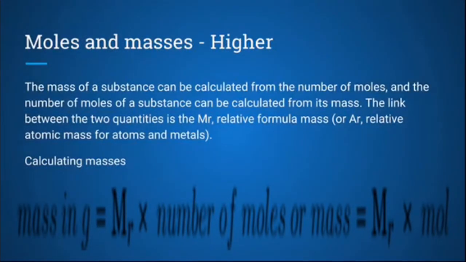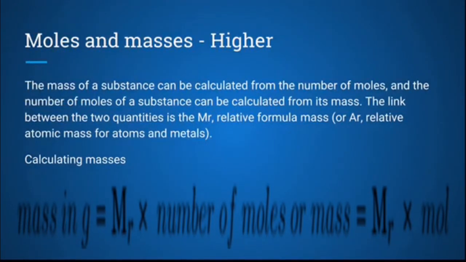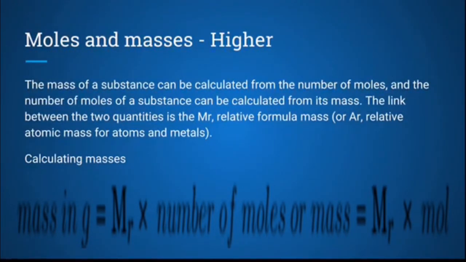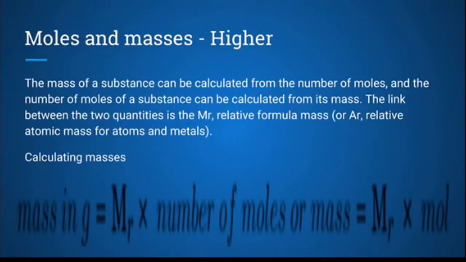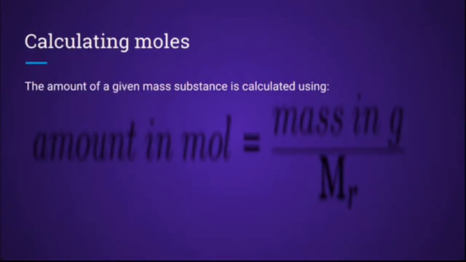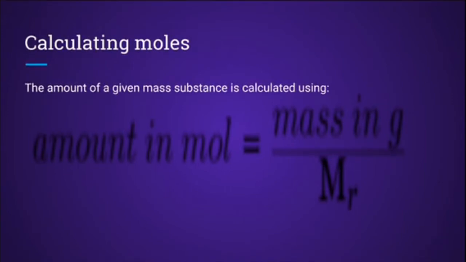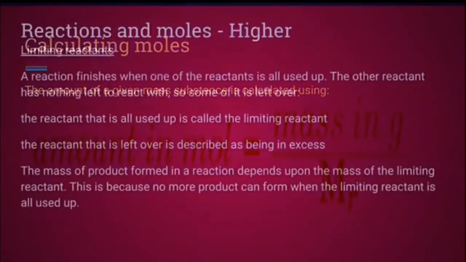Moles and masses. The mass of a substance can be calculated from the number of moles, and the number of moles of a substance can be calculated from its mass. The link between the two quantities is the Mr, relative formula mass. Calculating moles. The amount of a given mass of substance is calculated using this formula. Amount in moles equals mass in grams divided by the Mr.